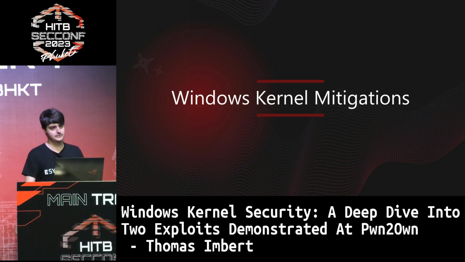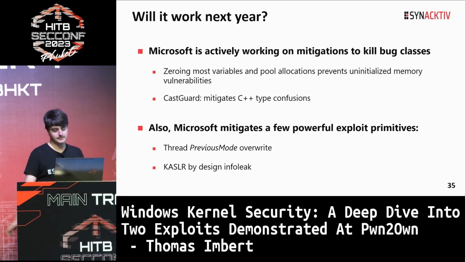Before talking about the second bug, the powerful bug, I want just to give you feedback on Windows kernel mitigation, because I asked myself the question, will it work next year? And so we know that Microsoft is actually working on mitigations to kill bug classes. They killed most uninitialized memory vulnerabilities in the kernel by zeroing the heap and by zeroing the variables. They are trying to catch C++ type confusion vulnerabilities. I think it's only in user mode right now, with CastGuard.